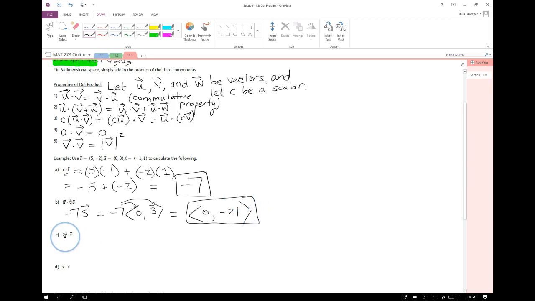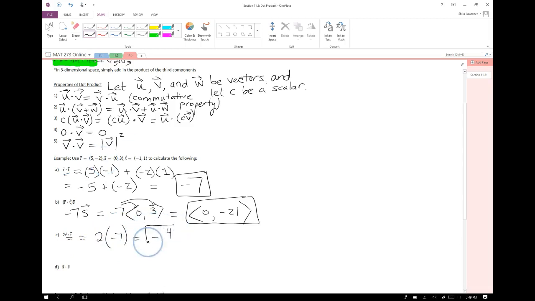For the next one, we have 2 vector r dotted with vector t. This goes back to property number 3 that tells us we are really allowed to do those multiplications in any order that we want to. And since we already have r dot t, we could think of this as 2 times -7, which is -14.